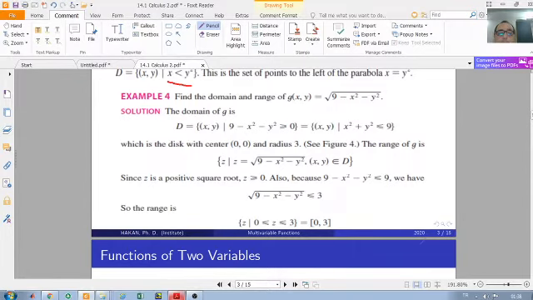Similarly, let's find the domain and range of the function g of x, y defined as the square root of 9 minus x square minus y square. Similarly, we also have a root function here. You know, root functions are defined for non-negative numbers, which means 9 minus x square minus y square should be bigger than or equal to 0. This is the theoretical definition of the domain. Or writing x square and y square to the right side, we have x square plus y square is less than or equal to 9. Okay.